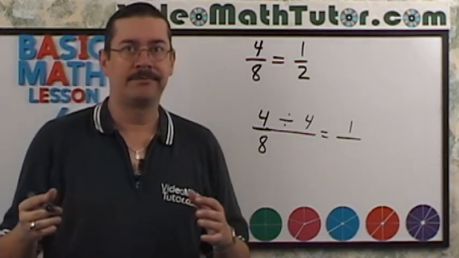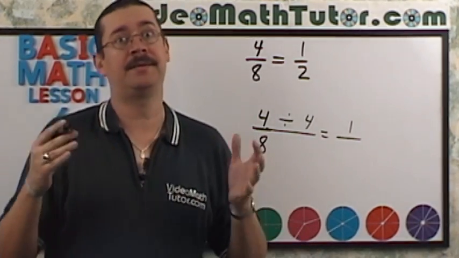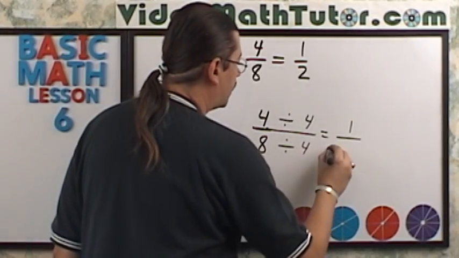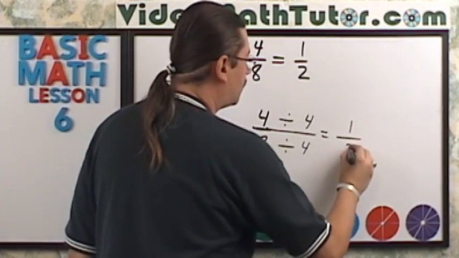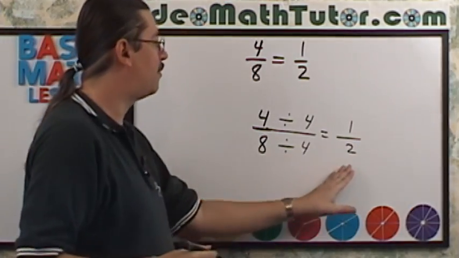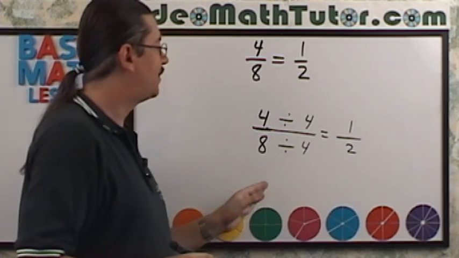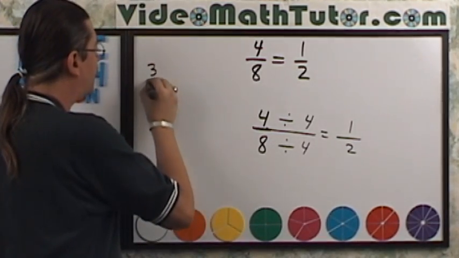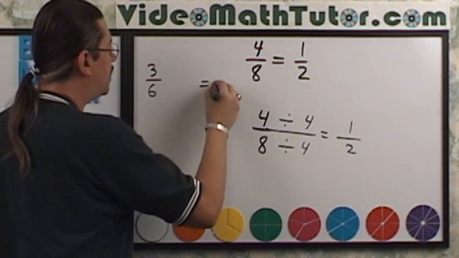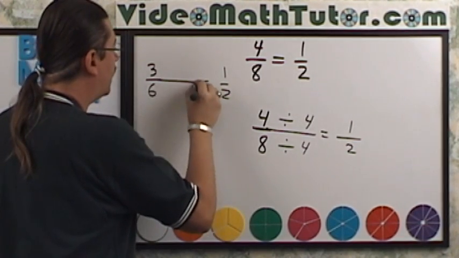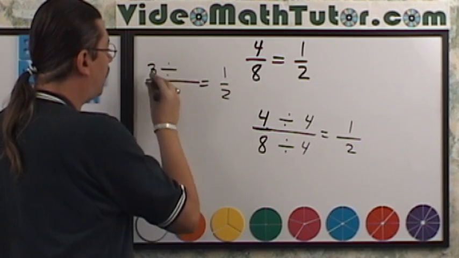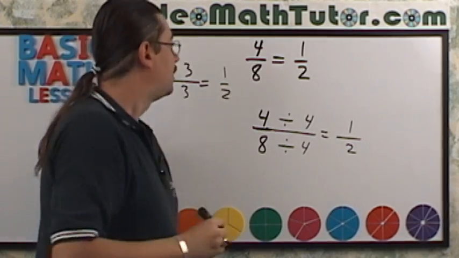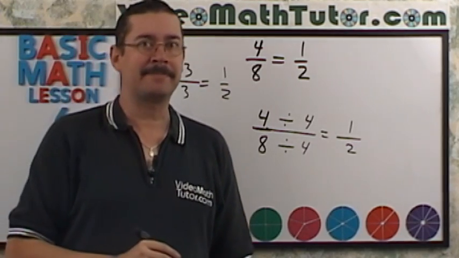But anything you do on the top of a fraction, you better do the same thing on the bottom of the fraction. So I need to divide this by 4. Would that give us what we want? Yeah, 8 divided by 4 is 2. Would that work with the 3/6? Let's try that. So if I have 3/6 and I want this to be 1/2, what can I divide 3 by? Well, 3 divided by 3 is 1. 6 divided by 3 is 2. So that seems to work.